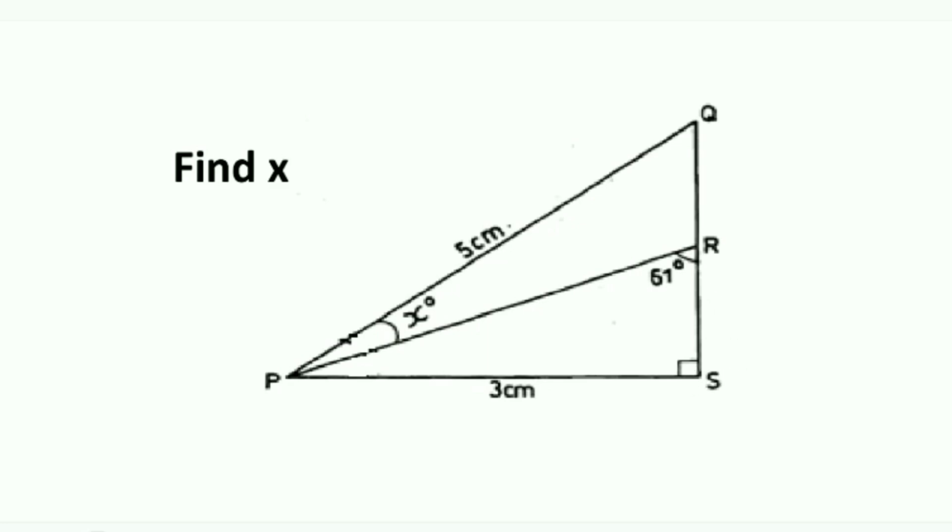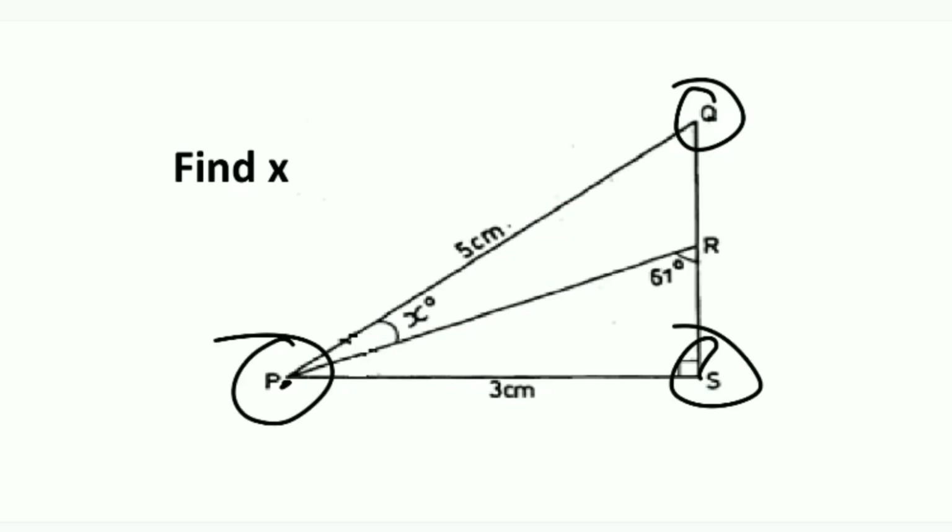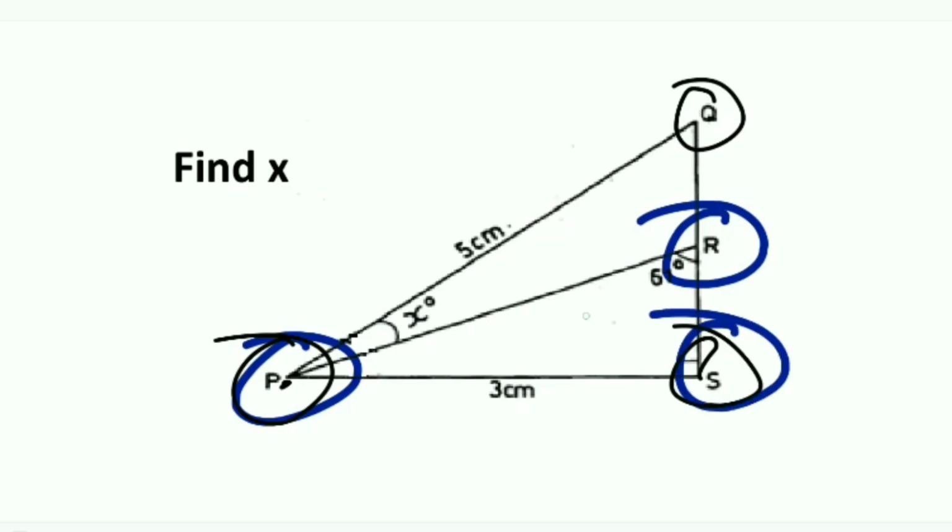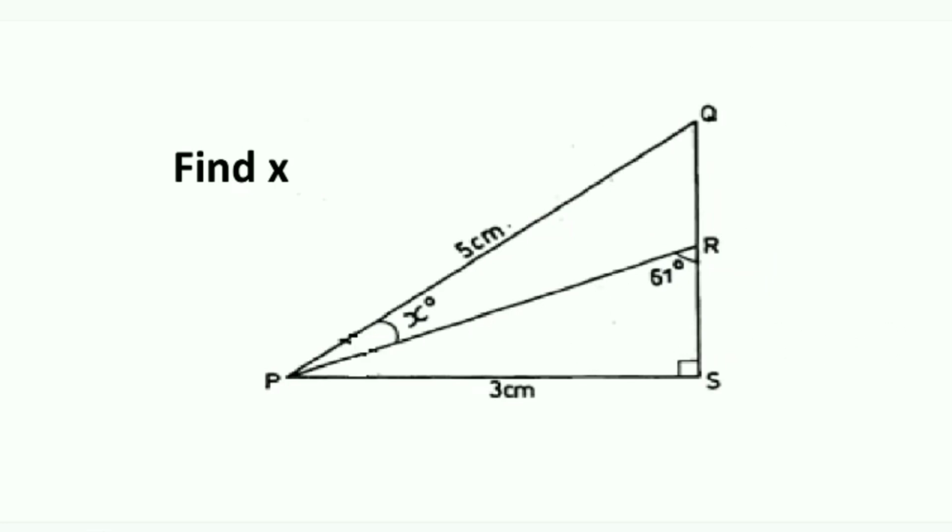We are asked to find the value of x. There are two right angle triangles here. One of them is triangle PQS. That's a right angle triangle. And also I have triangle PRS to be a right angled triangle. So how do you find angle x? This is angle x here.